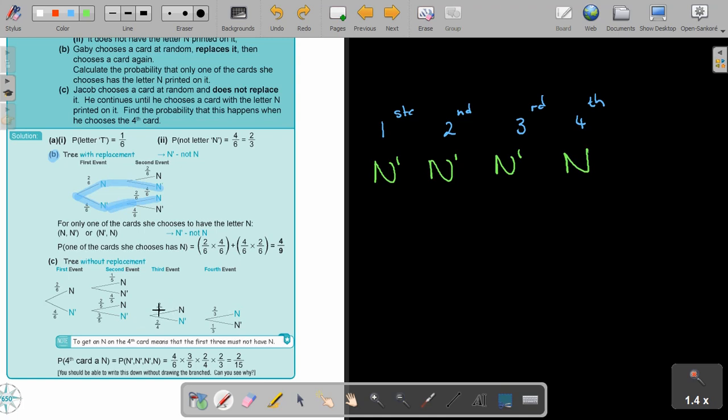So this one breaks up again. Assuming it's not N, so it was 3, now it becomes 2. This was 5, now it becomes 4. And if you continue this, it will now be not, 2. Okay, let's just repeat.